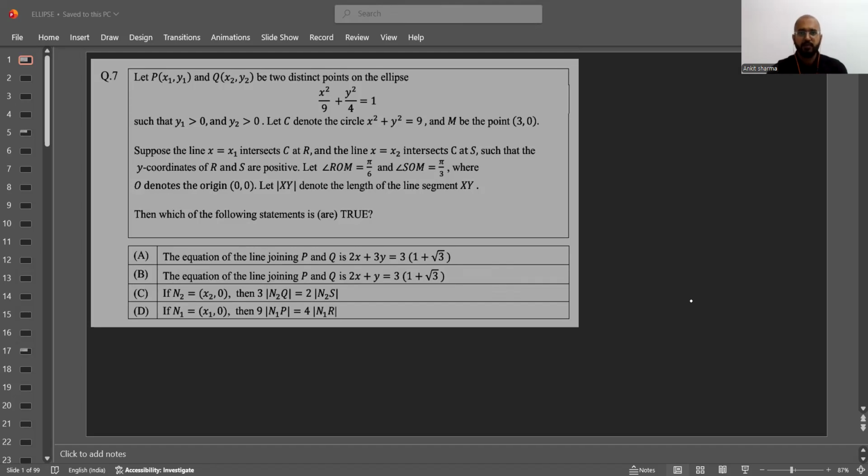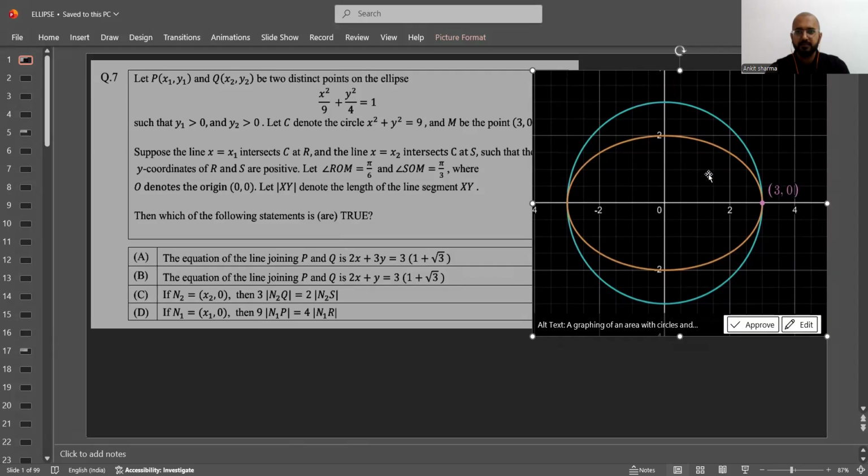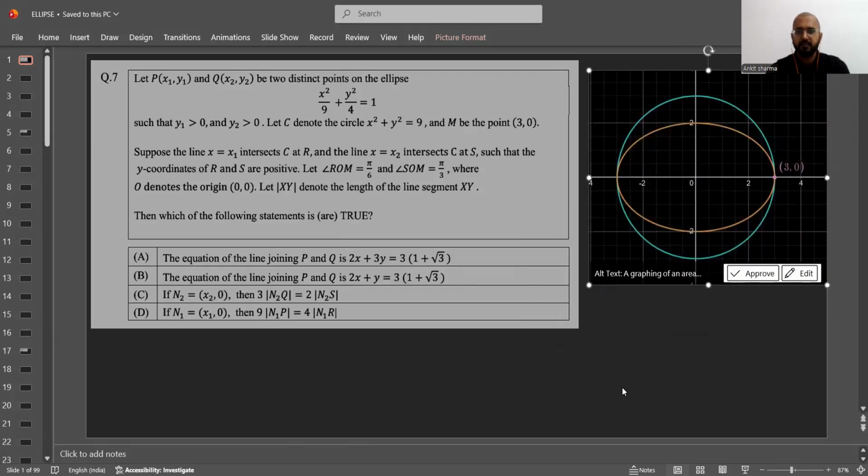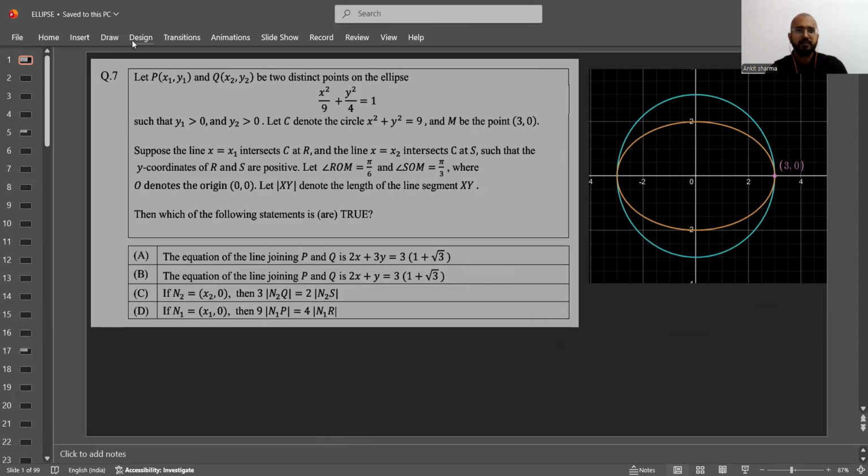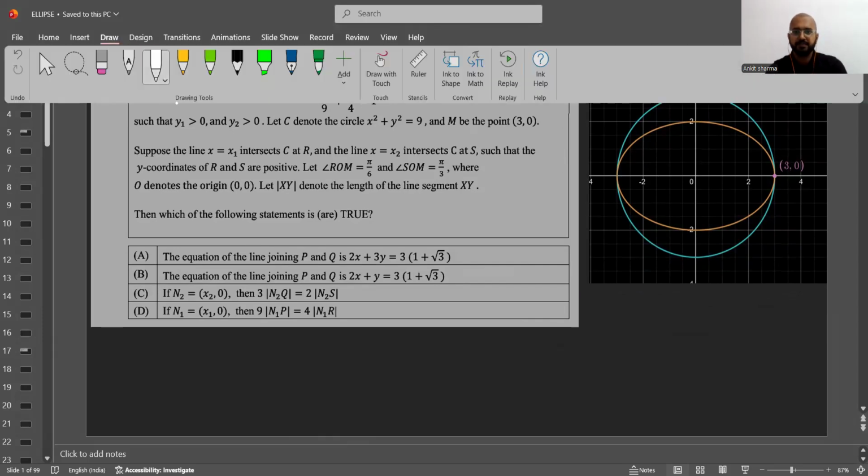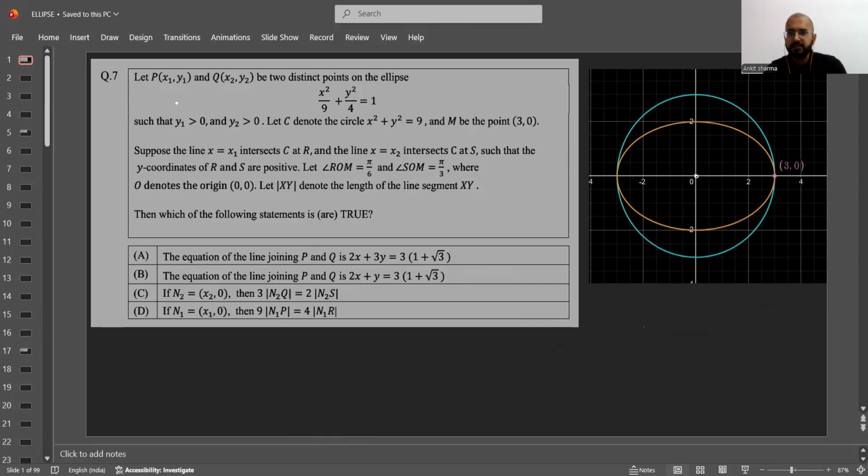All right, so just let me plot the diagram. So it looks this way a bit. So now if I consider here, then I have an ellipse here. This is the ellipse right here, and C denotes the circle. So this is my circle here. The radius is 3, of course, because we have the circle x square plus y square is equal to 9, and the ellipse is x square over 9 plus y square over 4 is equal to 1. So this is my point M, which is (3, 0).